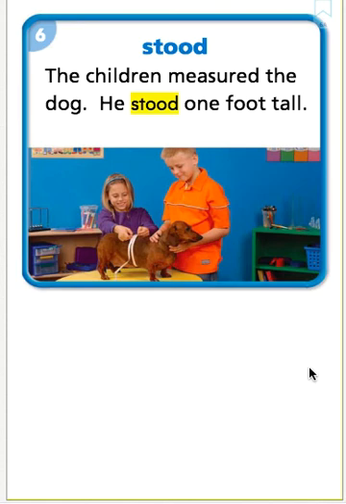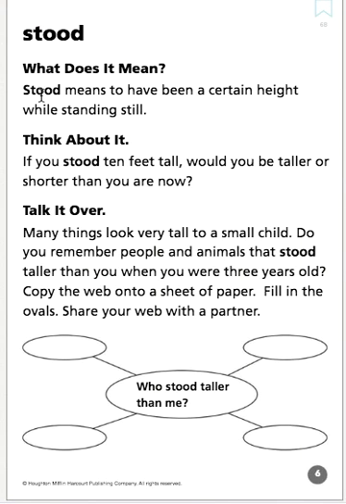Our next word is stood. The children measured the dog. He stood 1 foot tall. What does it mean? Stood means to have been a certain height while standing still.